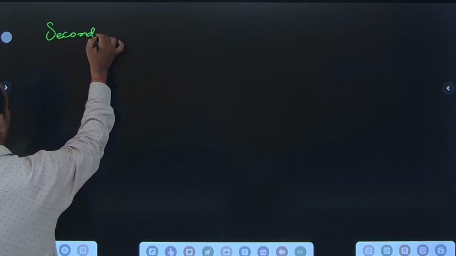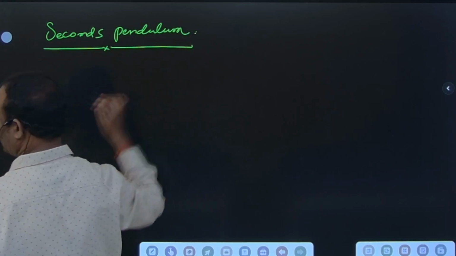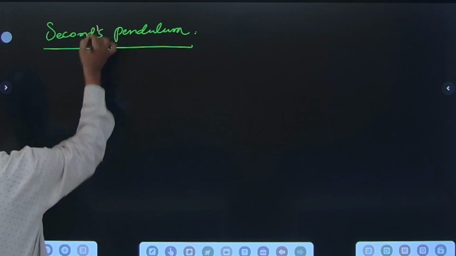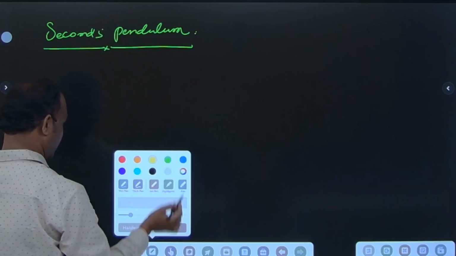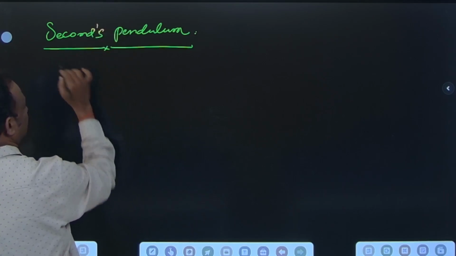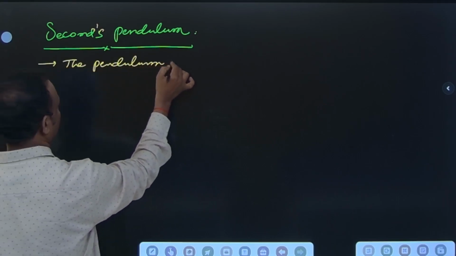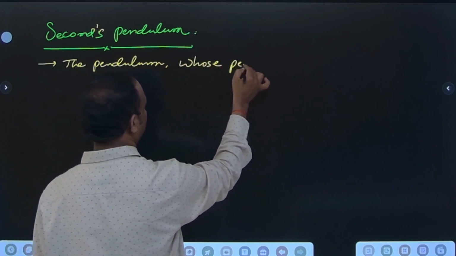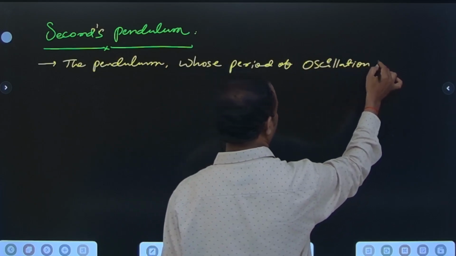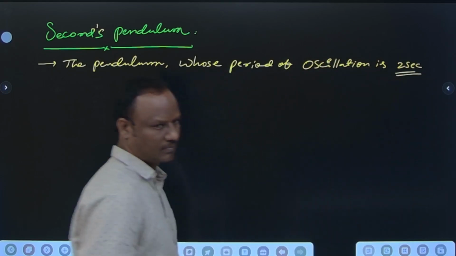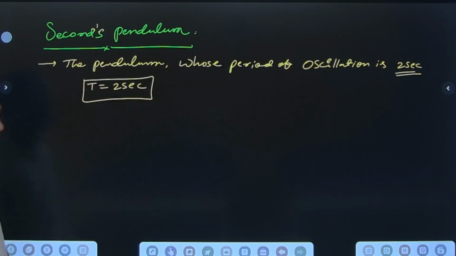Okay, seconds pendulum. What is a seconds pendulum? A seconds pendulum means the pendulum whose period of oscillation is 2 seconds. What will be its time period? 2 seconds. T is equal to 2 seconds, correct?